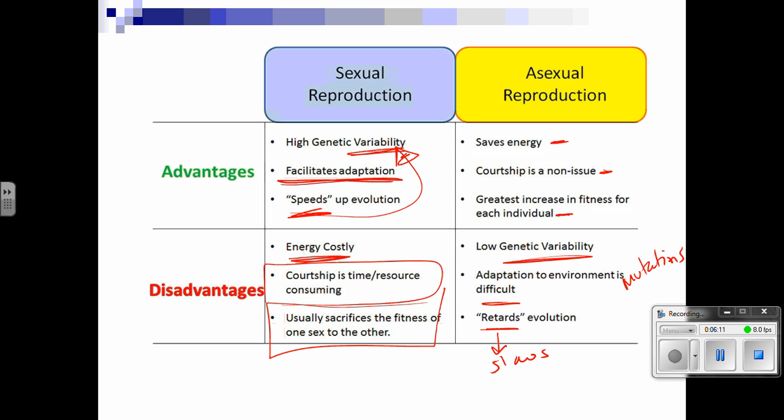Although, bacteria have evolved pretty rapidly, considering that it's asexual reproduction. And probably, even though we say that it slows it down, the reason bacteria probably evolved so quickly is that they reproduce very quickly. You can get a new bacteria about every 20 minutes, depending on the bacterial species.